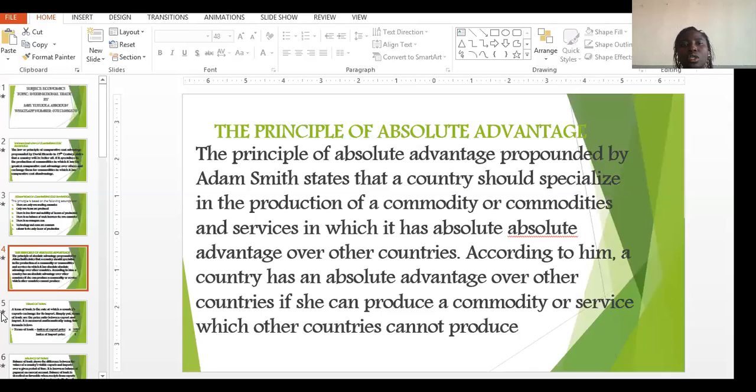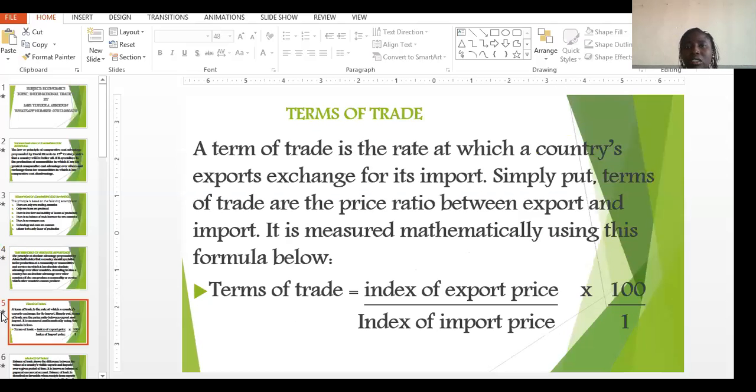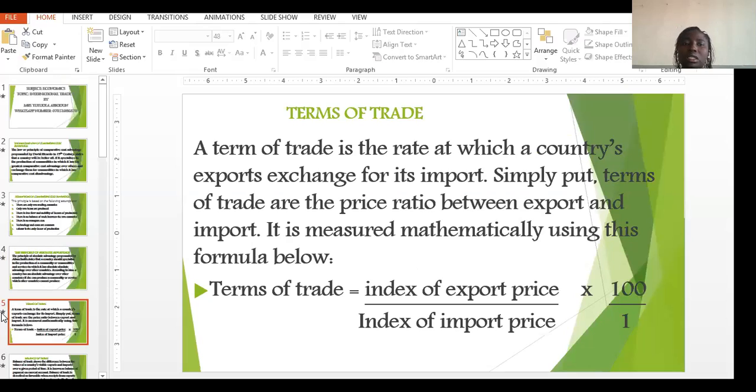And then we move to terms of trade. This is one of the terminologies used in international trade. A term of trade is a rate at which a country's exports exchange for its imports. Simply put, term of trade is the price ratio between exports and imports. It is measured mathematically using this formula below.